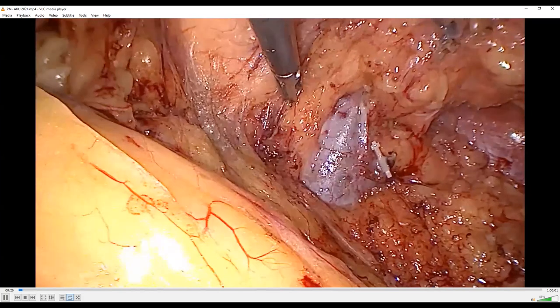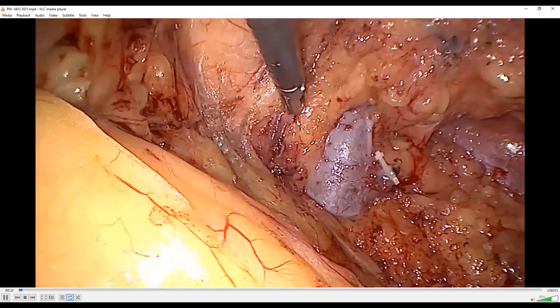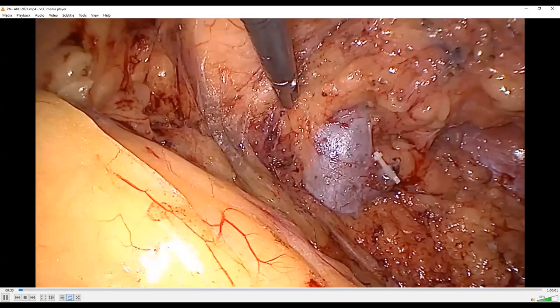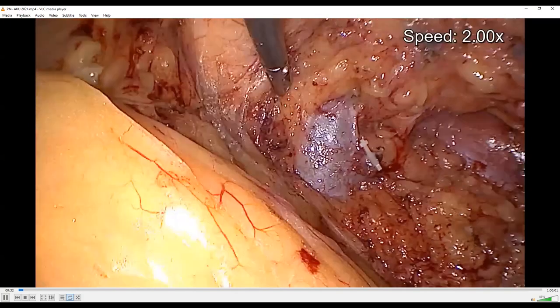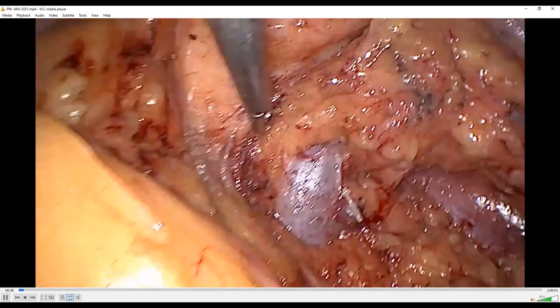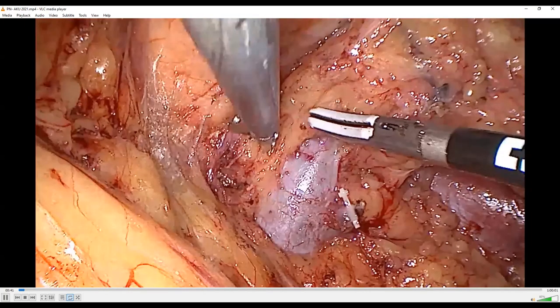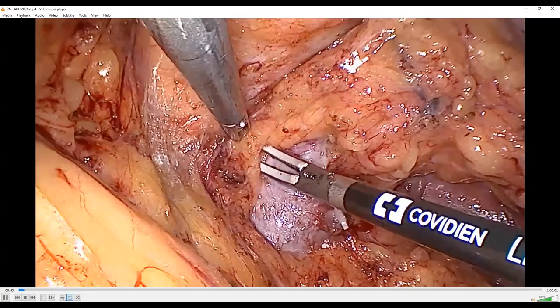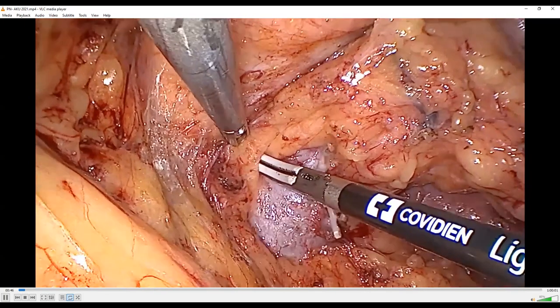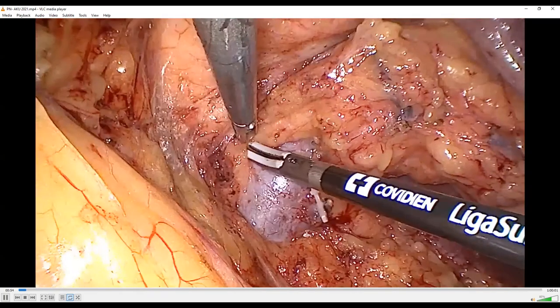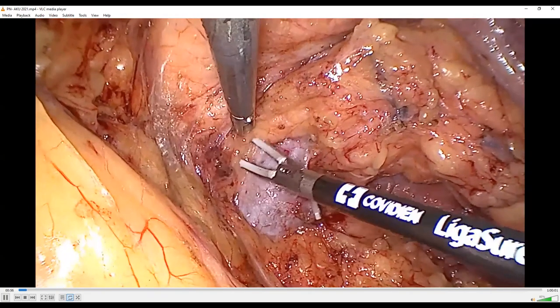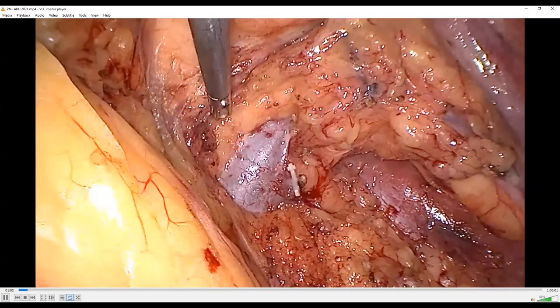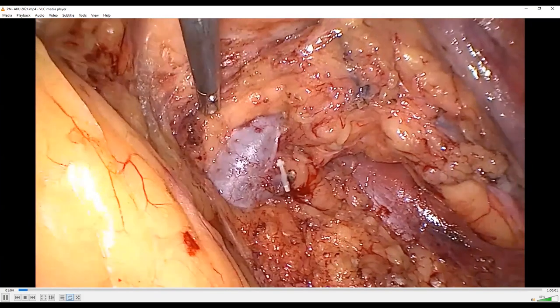Since it was coming in my way, I probably decided to put a clip on it and get rid of it. And this is the renal vein. In this particular case, if I remember, the renal artery was right behind the vein a bit superiorly. So what I'm trying to do now is to gently tease away the fat above the renal vein to make a window there, so that at least I've got a control of the hilum.